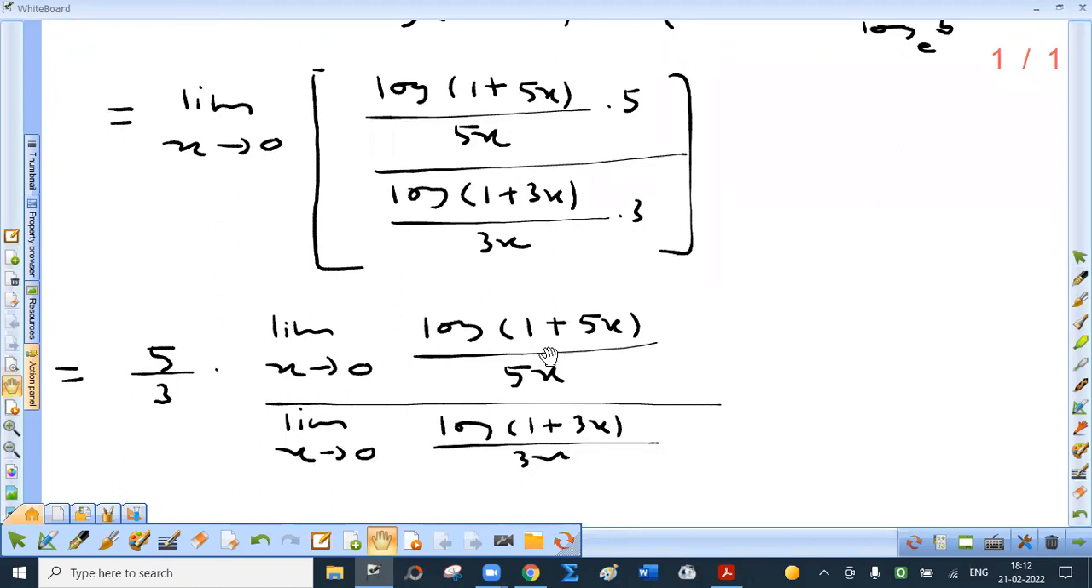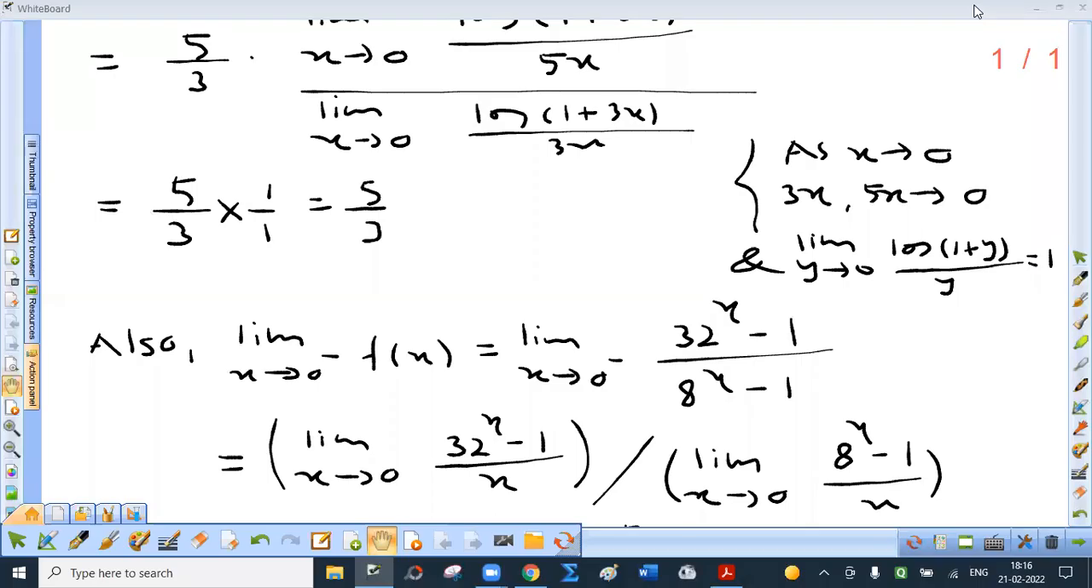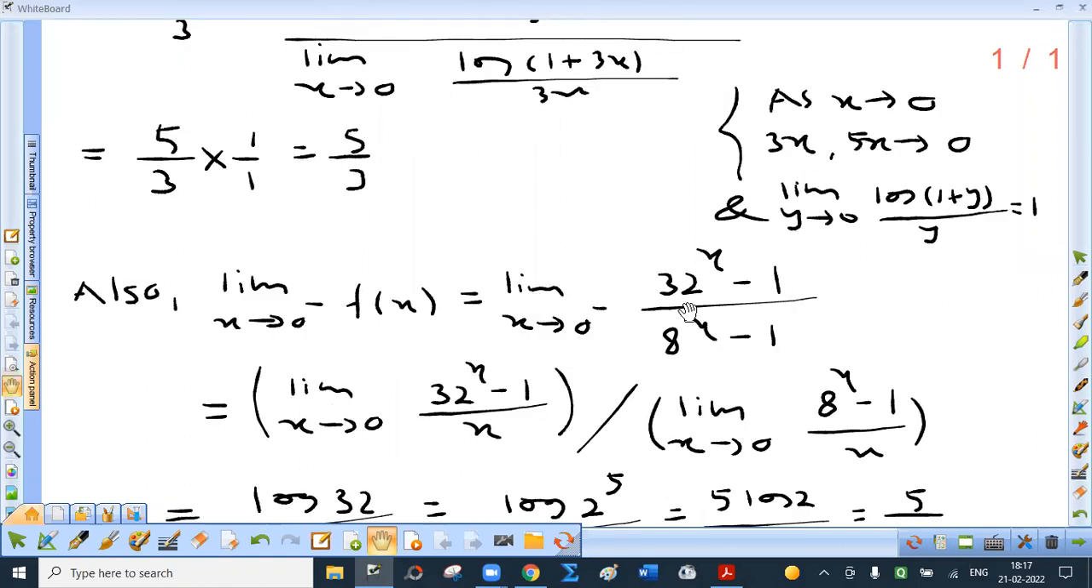Now this is a standard limit. Its value is 1. I'll mention the reason also. So this is nothing but 5 by 3. You have to mention this: as x tends to 0, 3x and 5x both tend to 0. Limit y tends to 0 of log of 1 plus y upon y is 1. Now this limit is a simple one.